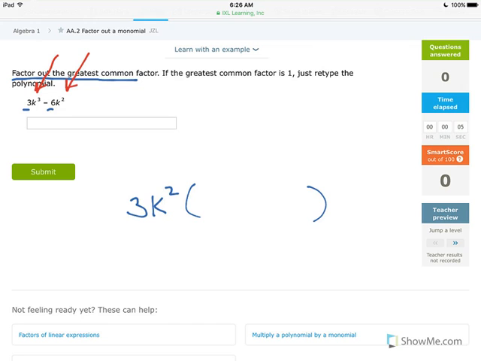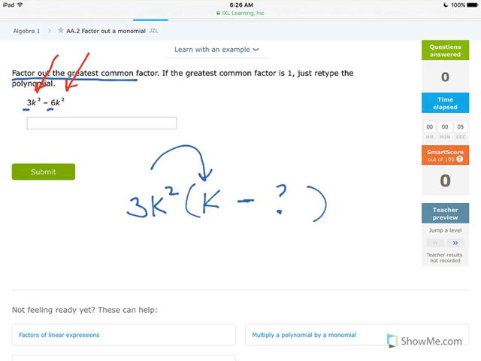And then what's left behind that you would have to multiply these against? So if you were to do 3k squared multiplied by something right here, what would need to be there to have the original 3k cubed? You would need another k right there. So we're going to go ahead and say that we're going to need a k right here, because 3k squared times the other k is the 3k cubed that we had, and then we have a minus sign.